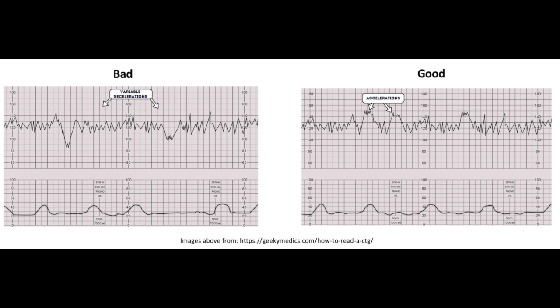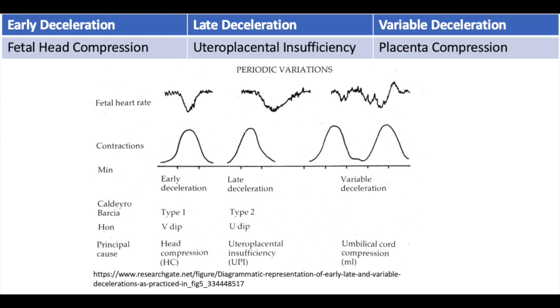You can see the curves are always going up. Accelerations are what you want. Those are good. Now let's talk about specific types of decelerations. When you look at fetal heart tracings, if the tip of the fetal heart rate curve lines up perfectly with the tip of the contractions, you're having early decels, and this indicates fetal head compression.